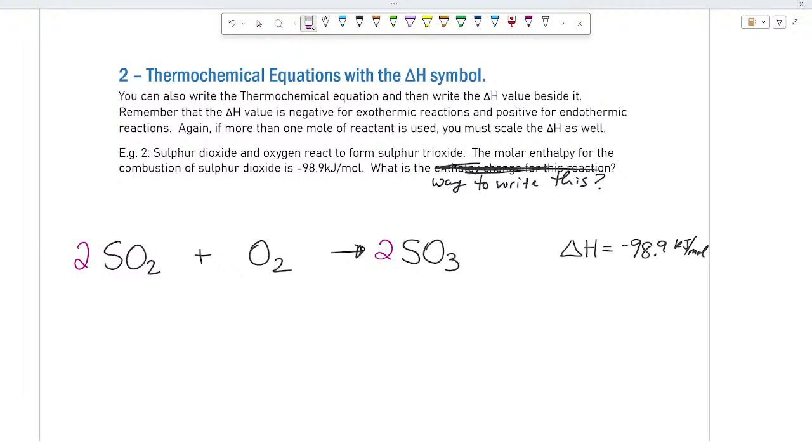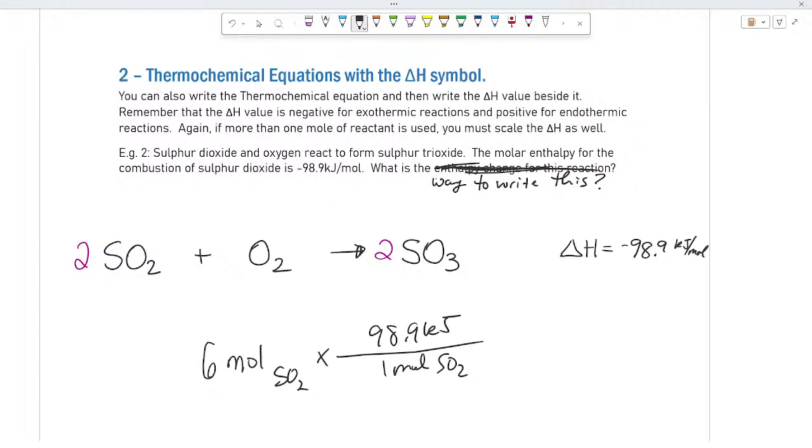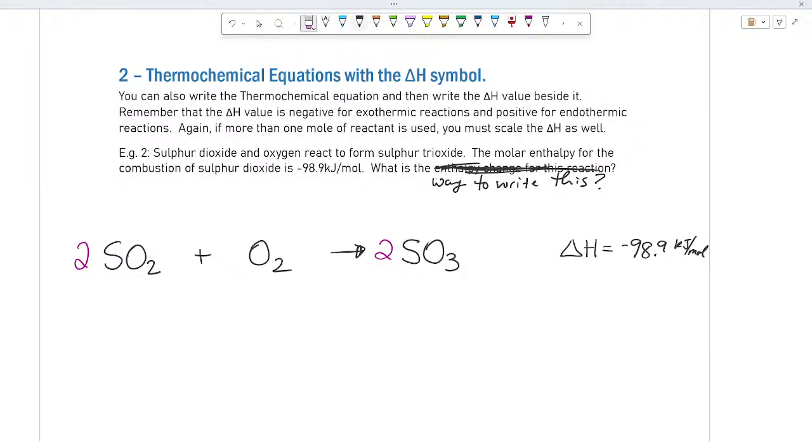Does that make sense? Because that means if you had 6 moles of SO2, you would say, I have 6 moles of SO2, but I know that we get 98.9 kilojoules for every 1 mole of SO2. Or rather, I'd look at the equation, and I'd say in the balanced chemical equation, we use 2 moles. So when you have it this way, you can just use the balanced equation the way you've always used the balanced equation. That is our preferred method. So we just write it this way. Is that cool? All right.